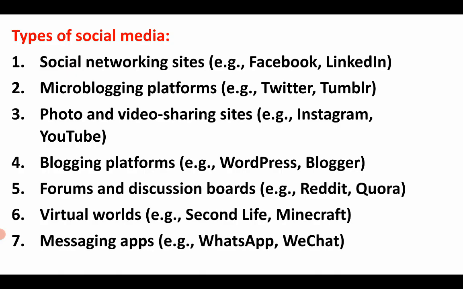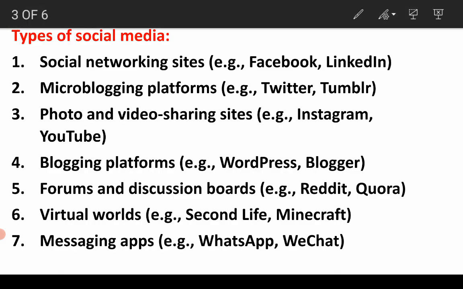All right, let's look at different types of social media. Social media can be classified on the basis of what it is capable of doing. The first type is what is known as social networking sites. This is where people meet and interact using the internet.